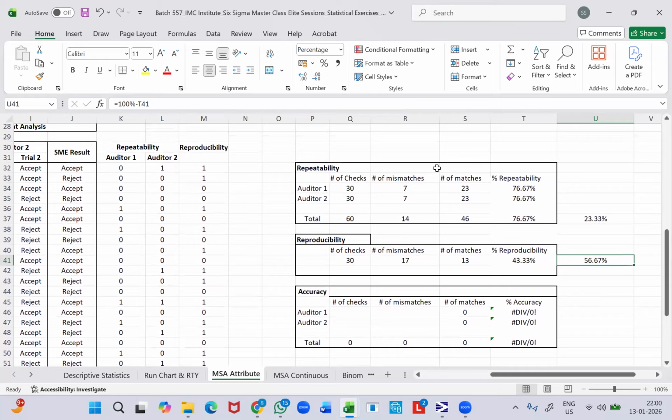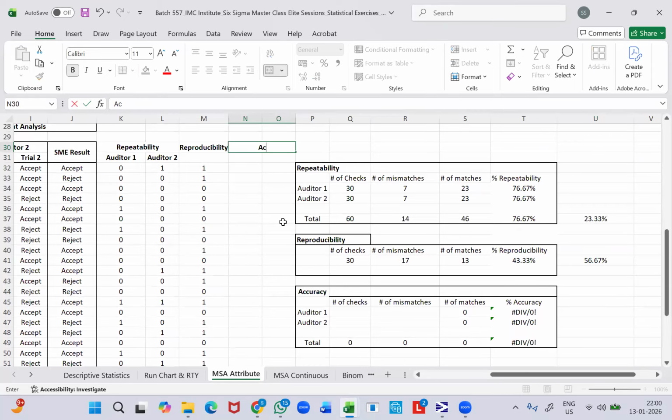So let us also calculate accuracy. Again, accuracy can be calculated auditor wise. We can calculate accuracy for auditor 1, wherein we will compare the auditor 1 trial results with that of the SME result. And we can also calculate accuracy for auditor 2, wherein we will compare the auditor 2 trial results with that of the SME result.